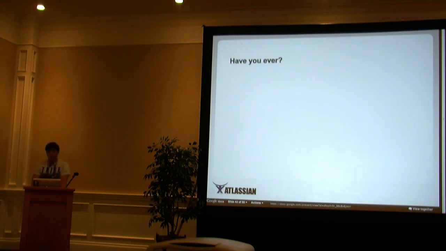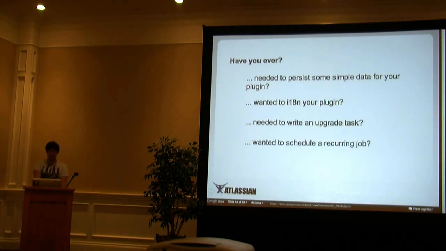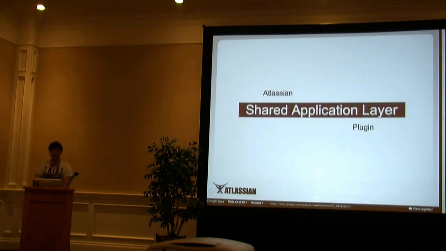And that's pretty much it for the template renderer. Just a really small component, but quite easy to use, so I thought I'd include it. Now, moving on to the next component, have you ever needed to persist some simple data or configuration information for your plugin? Or have you ever wanted to internationalize your plugin to open it up to a broader range of users? Or have you ever needed to write an upgrade task to automatically upgrade your plugin's data between versions? Or have you ever wanted to schedule a recurring job or some sort of task that spans more than just a single request? If so, the Atlassian Shared Application Layer plugin may help you out.